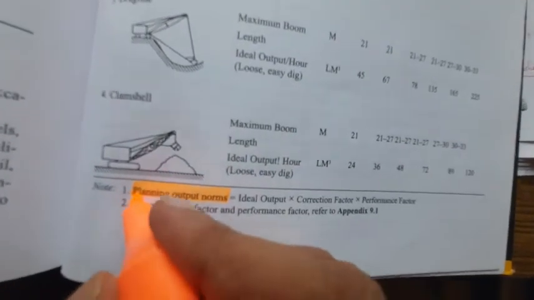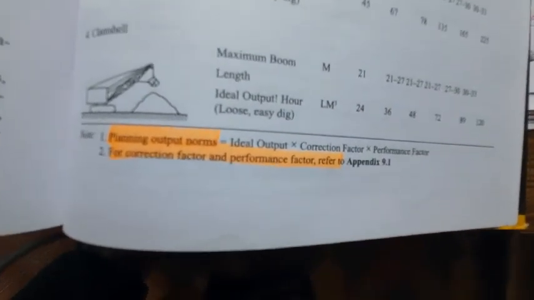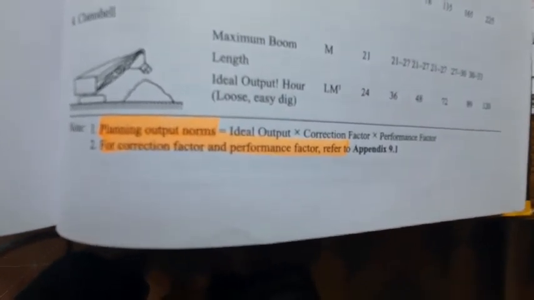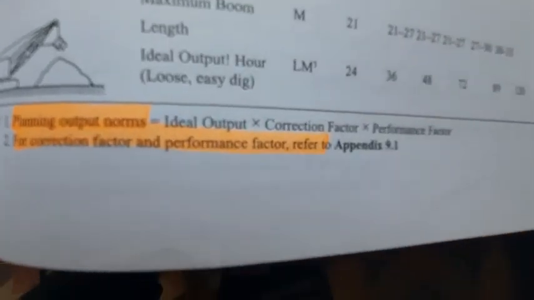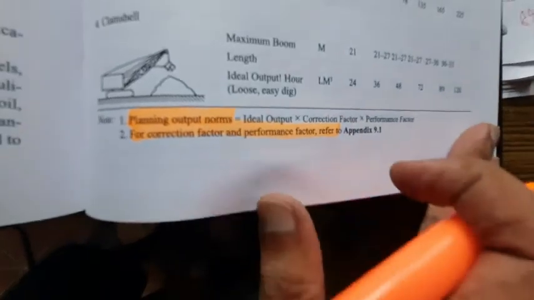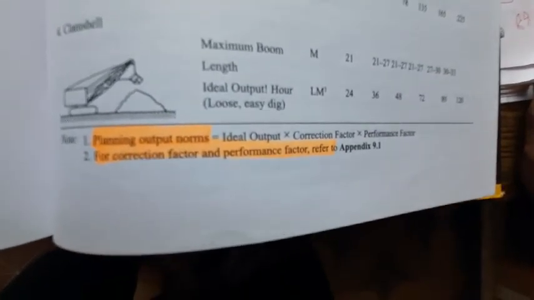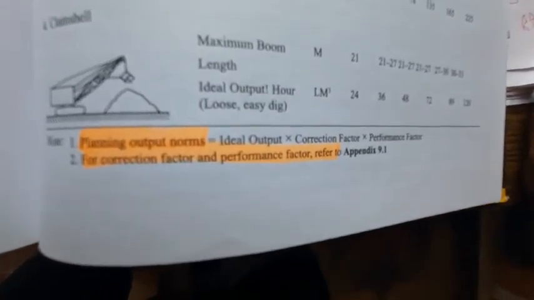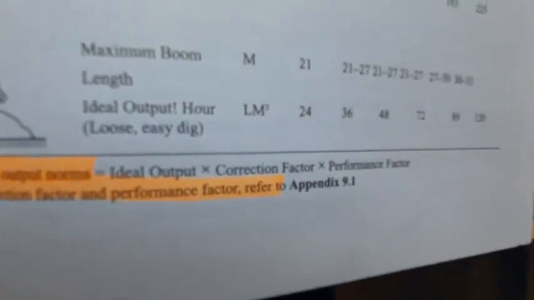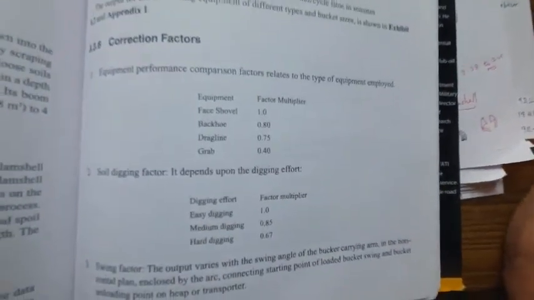Planning output and what corrections you are going to perform. So planning output, how are you going to get it? Ideal output into the correction factor into the performance factor, and for the correction factor this is the table you are going to look at. So remember this formula: planning output norms is equal to the ideal output into the correction factor and the performance factor.